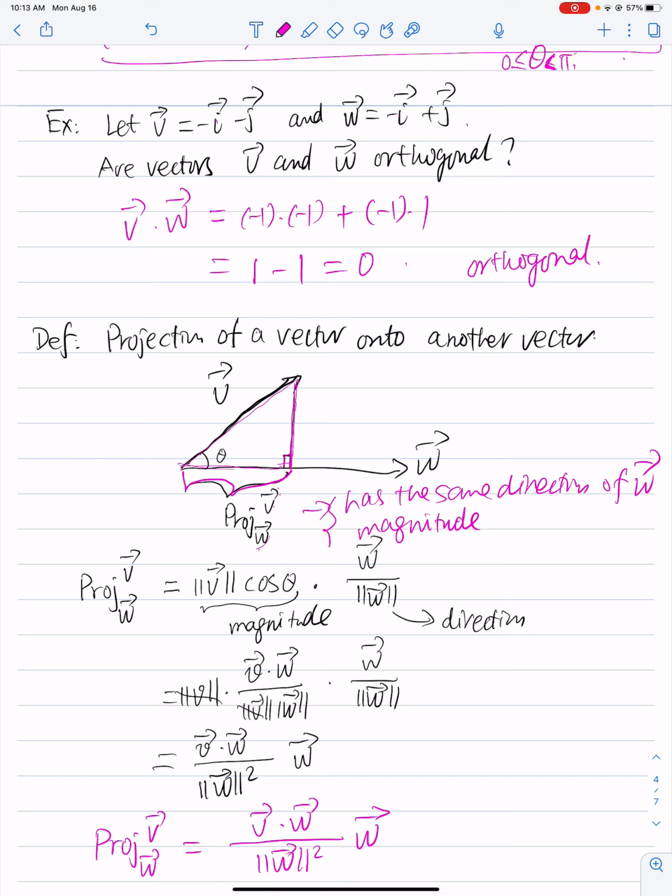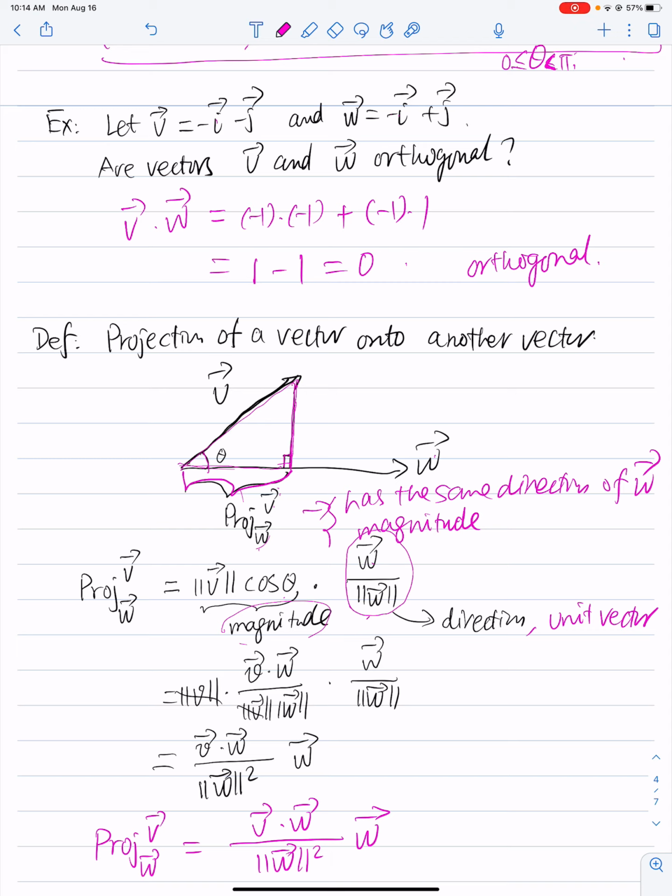Magnitude and direction, yeah? Okay, so what will be the magnitude? So if we know the angle theta here, this will be what? Adjacent, yeah? Adjacent side. So it's the magnitude of v times what? Cosine theta. So this is the magnitude. What is the direction? Direction comes from what? Your unit vector, yeah? You with me? So what will be the unit vector? It is w over the magnitude of w, yeah? So that will give you the direction of this vector.